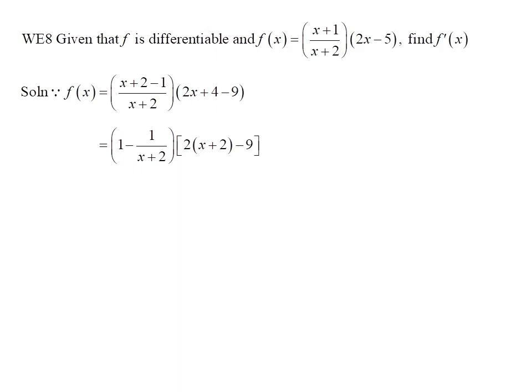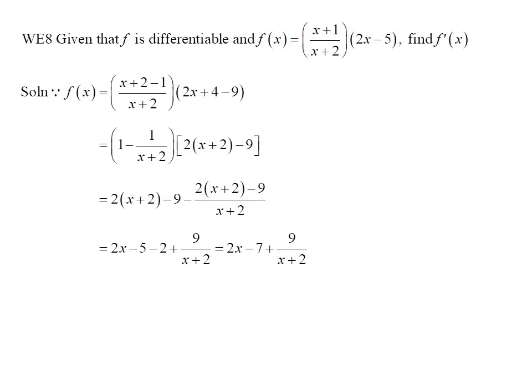After expanding by multiplying them out, it equals 2 times x plus 2 minus 9 minus the fraction of 2 times x plus 2 minus 9 all over x plus 2, which is simplified to 2x minus 7 plus 9 all over x plus 2. Hence, its derivative function equals 2 minus 9 over the square of x plus 2.